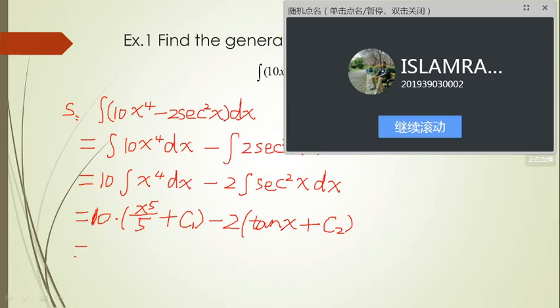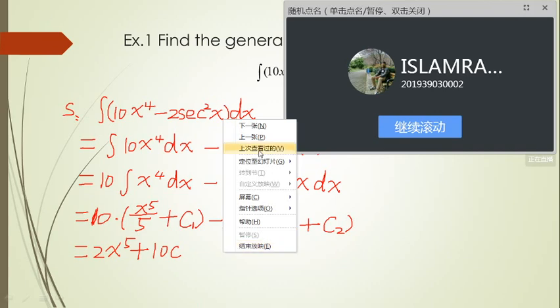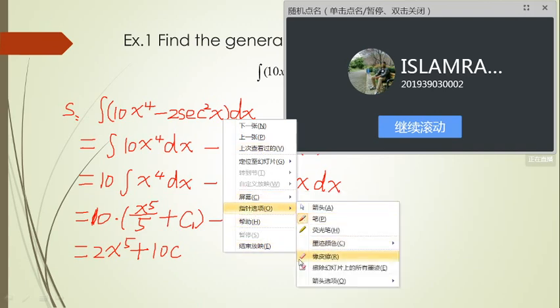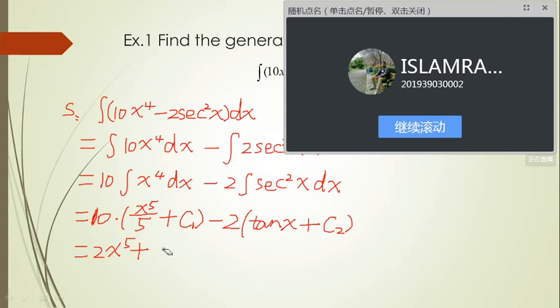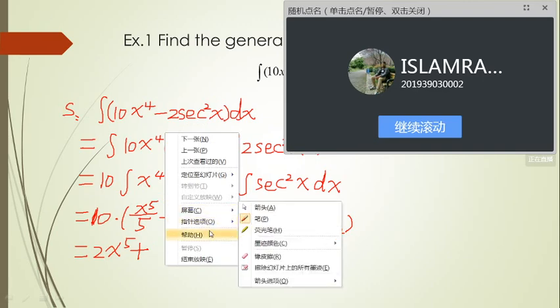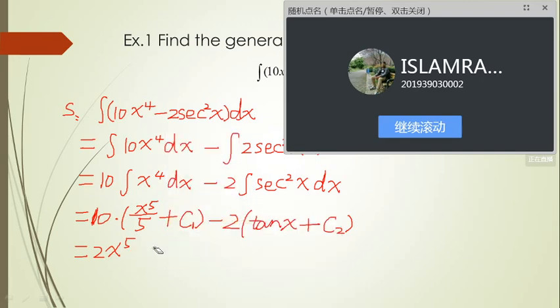Now let's keep going. It will be 2x to the 5 plus 10 c1. Let me combine all the constants together as the last part. Change to my pen. Sorry, here should be minus. Okay, here is minus 2 tangent x and plus 10c1 minus 2c2.